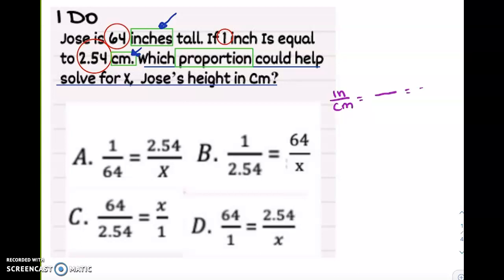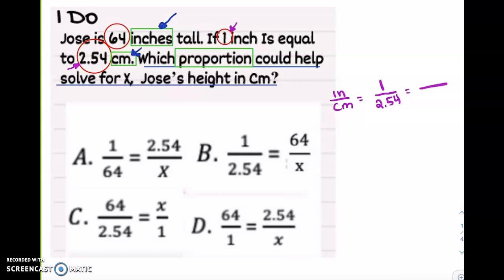Therefore, I know that my inches have to stay on top and the centimeters on bottom. And the first ratio that I am given is 1 inch is equivalent to 2.54. So I'm going to put 1 there and 2.54 on the bottom. Again, remember, we're keeping inches on top and centimeters on the bottom.